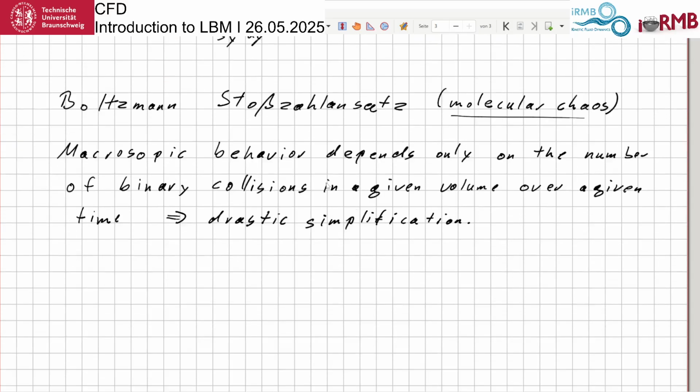Okay, now here comes my Laplace operator. How many collisions are there?